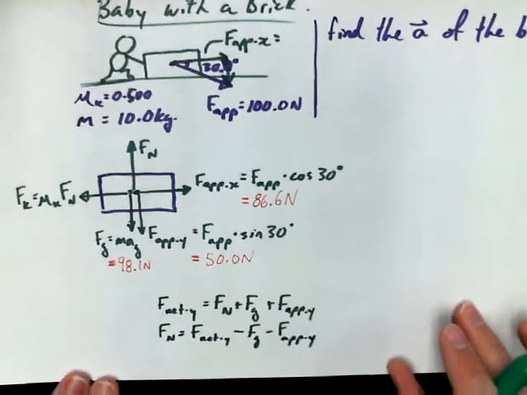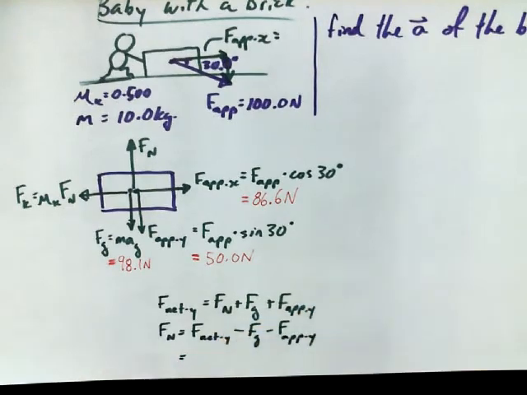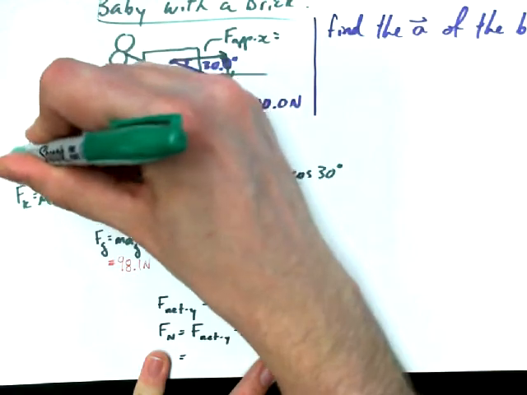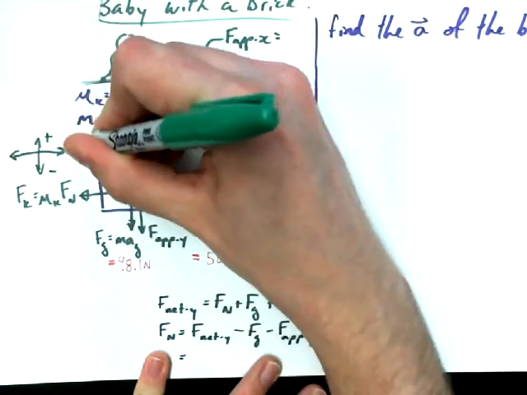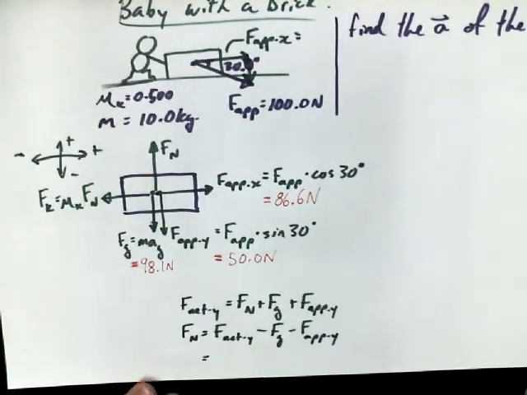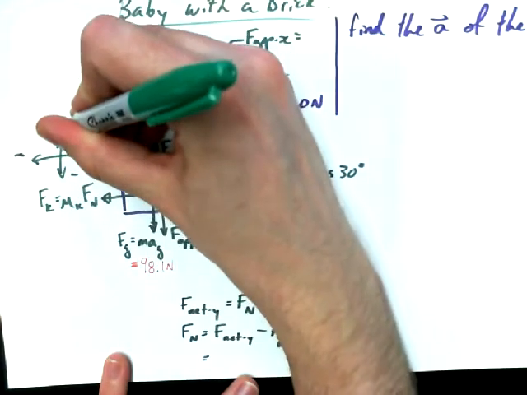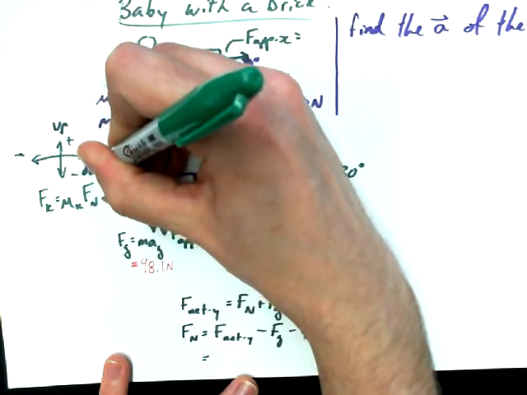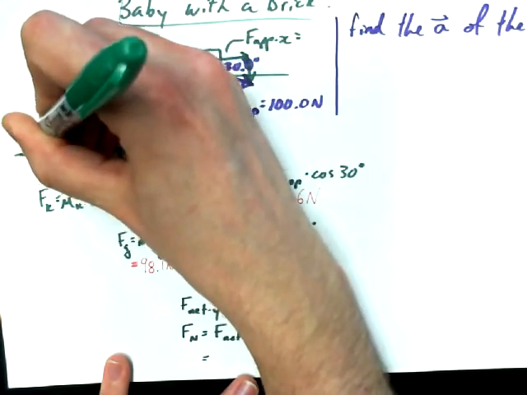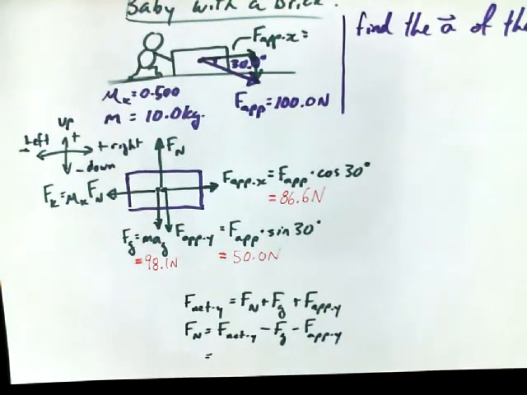And we plug in our values. So if we call up positive and down negative, and to the right positive and to the left negative in our reference frame, I should say up, down, right, left, we plug in our values. F net y, well, what is F net y?